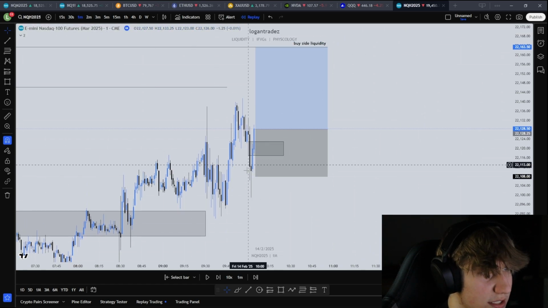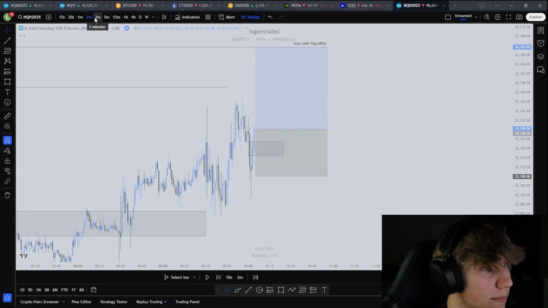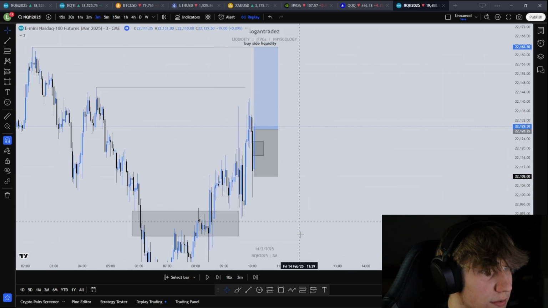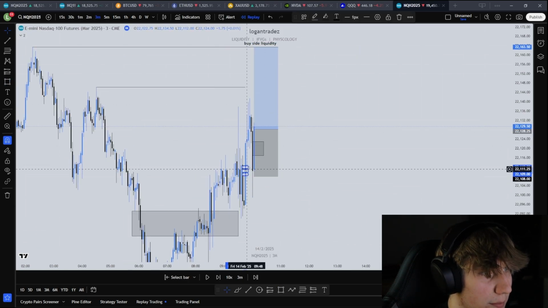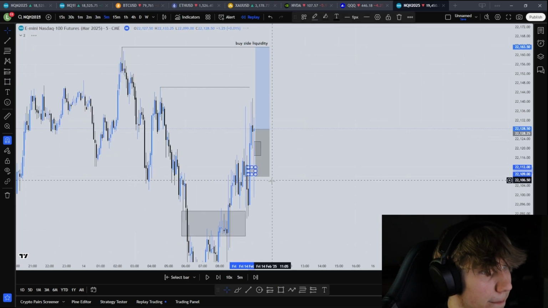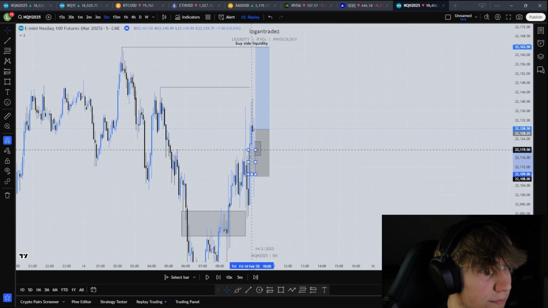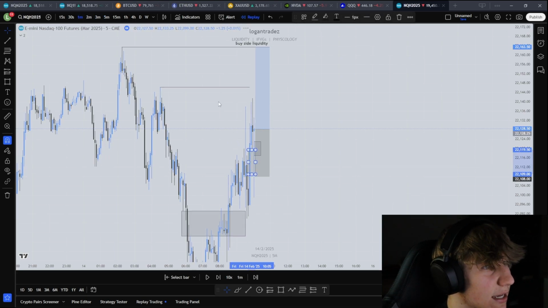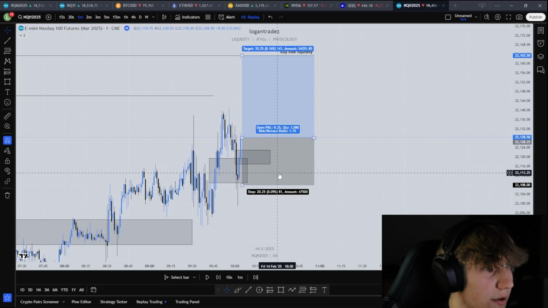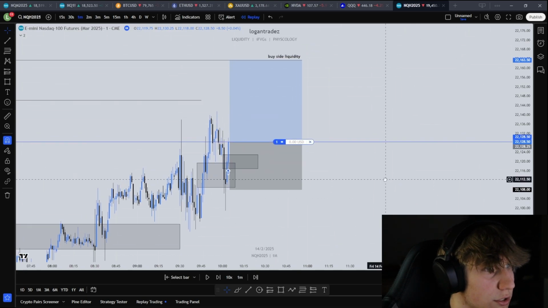So does this fit the qualifications for our setup? Let's see. So we have the inverse. Okay, so we have delivery from a 3-minute. We have delivery from the 5-minute. So this is a valid setup. We have delivery and we have the inverse fair value gap. So what we'll do is we'll enter here.